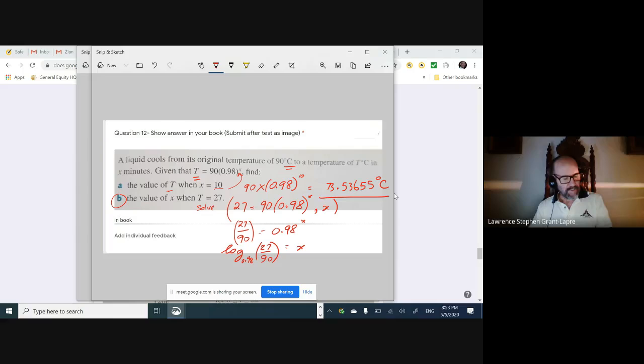And when you put that in your calculator, you should get about 59.6. Now we're dealing with minutes. Remember, x is minutes, so you need to find the value of x. X includes the unit. Okay, next.